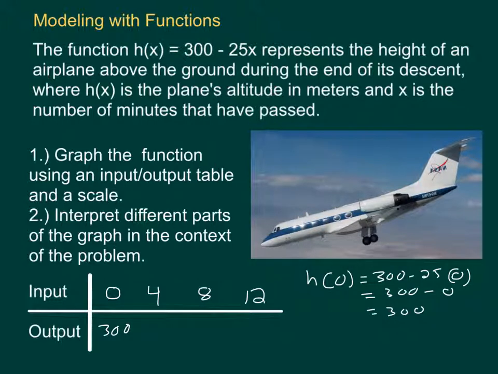All right. So there you go. Should have been pretty straightforward there. But you get 0, 300, 4, 200, 8, 100, and 12, 0 as your 4 ordered pairs. Now what we're going to do is graph them on a coordinate grid, and we're going to put a scale on there so that we can actually look at it within a reasonable space. Let's see what that looks like.